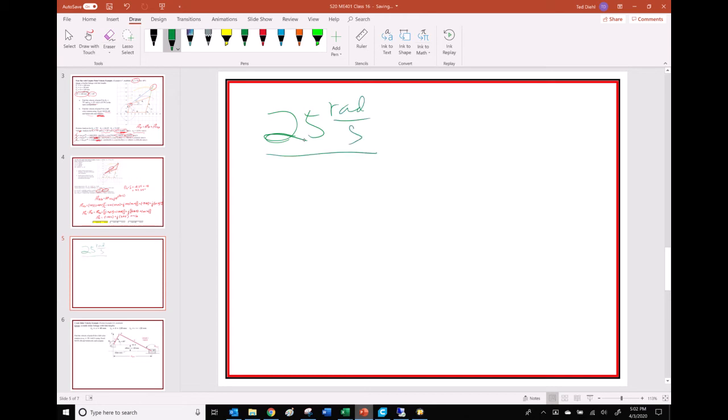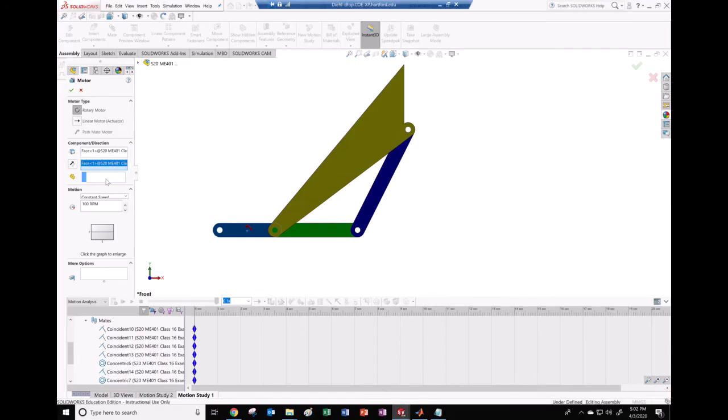We could divide that by 2 pi radians per revolution, and that's going to bring revolutions back up at the top, and multiply by 60 seconds per minute, and then we're going to get 238.7 RPM. So that's what we will place onto our thing here.